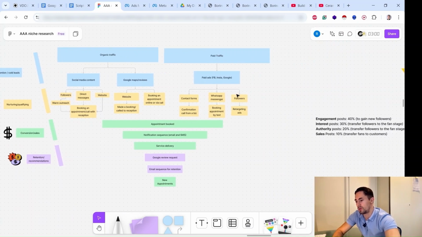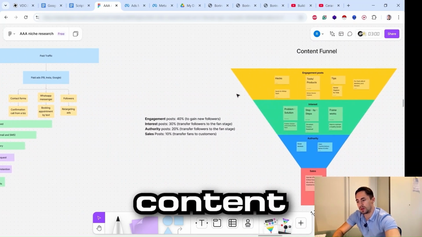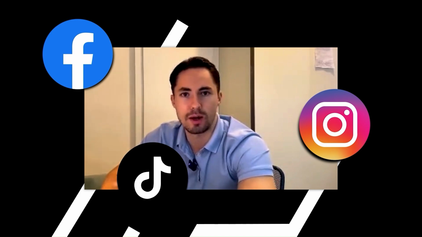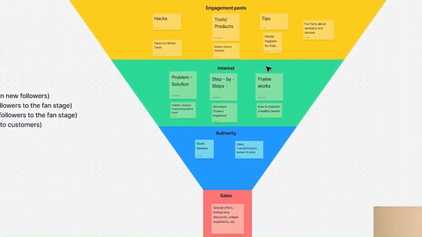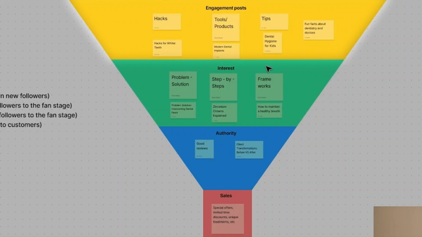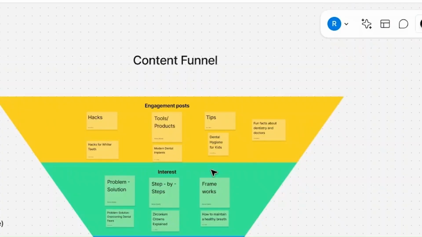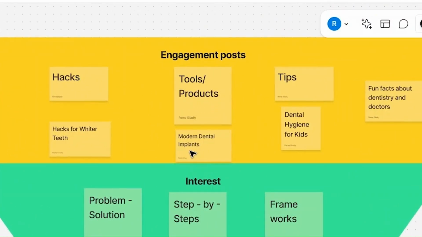I would like to share with you more details about what the content funnel looks like. When we create a content plan, which includes Facebook, Instagram, TikTok, or any other social media platform, we focus specifically on engagement, interest, authority, and sales posts. In order to get enough followers and reach enough people, we need to focus on engagement posts. For a dental clinic, that could be anything related to the industry, to hacks, for instance, how to make your teeth whiter, right?